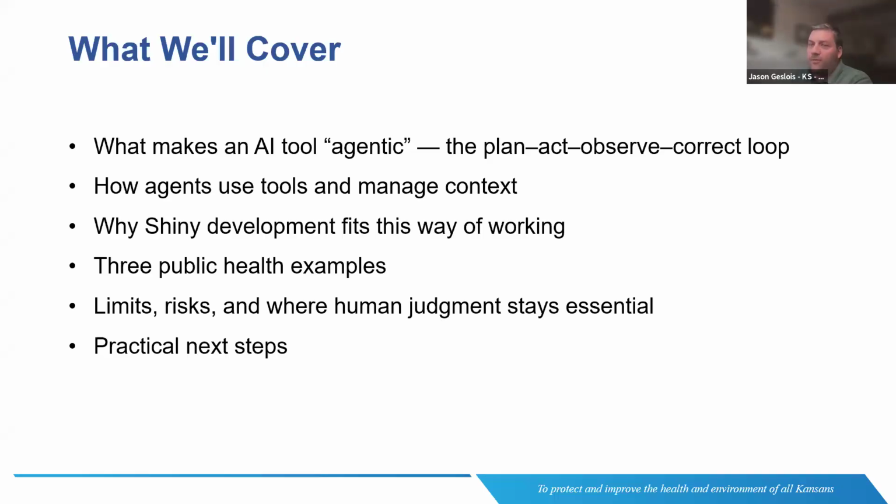What we'll cover in today's presentation is, first, I want to define what makes an AI tool agentic. The core idea is a loop where the AI plans, acts, looks at the result, and corrects itself. Then I'll explain two mechanics that make that loop work: tool use, meaning the AI can actually do things like run code, and context, meaning what the AI is able to see at any moment. After that, I'll talk more specifically about Shiny, why this same workflow fits Shiny development well, and where it can run into trouble.